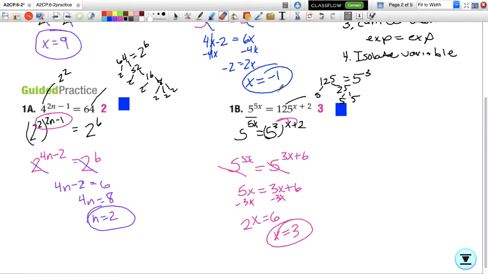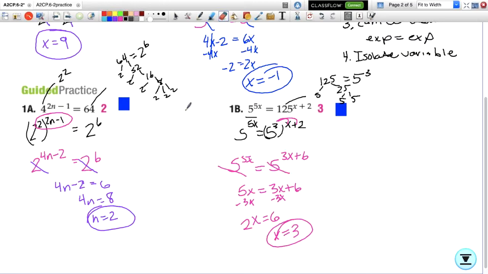On my next one, I noticed 5 was prime, but 125 isn't, so I factored it over here and got that it's 5 to the 3rd. So I rewrote it as 5 to the 3rd with an x plus 2 on the outside. I did my power to power rule by distributing that 3. I canceled my bases, set the exponents equal, subtracted 3x to get 2x, divided by 2, and I got x equals 3.